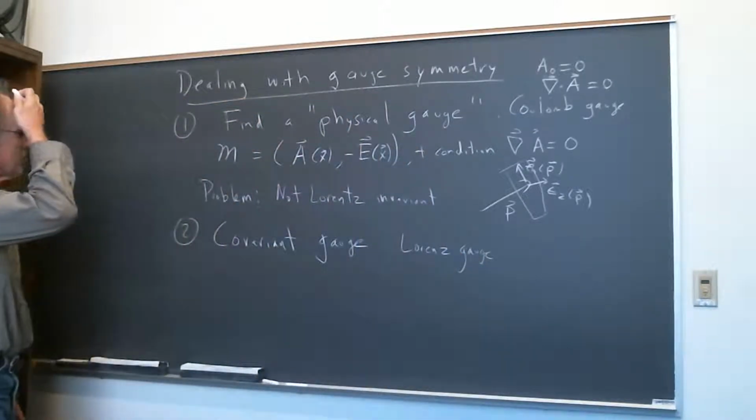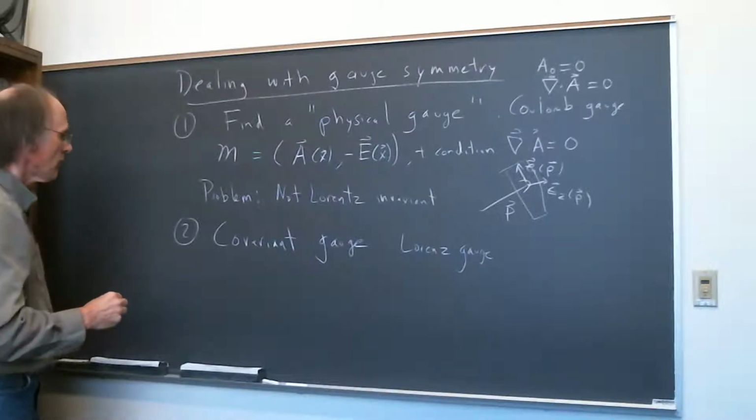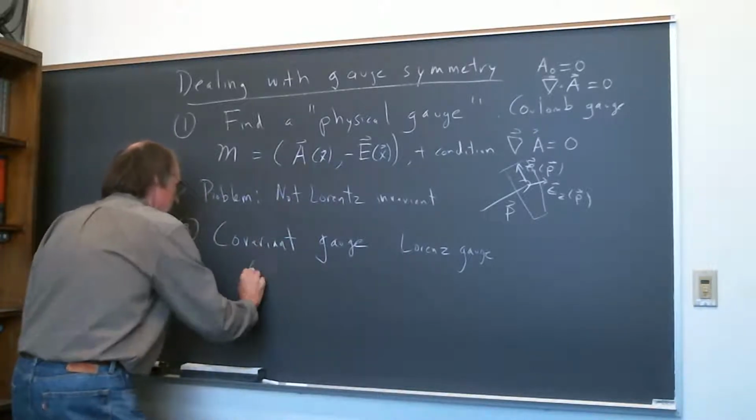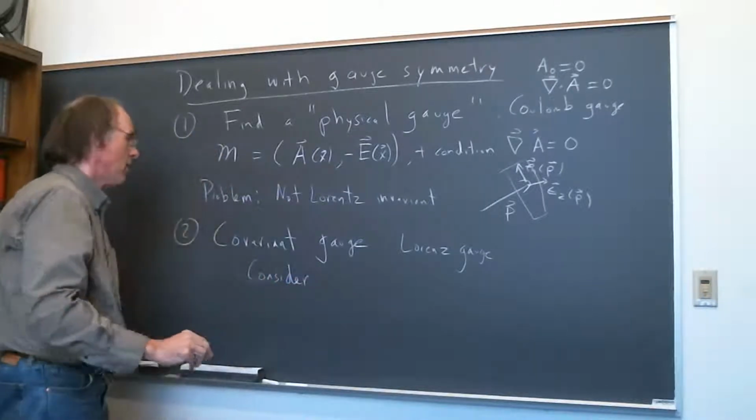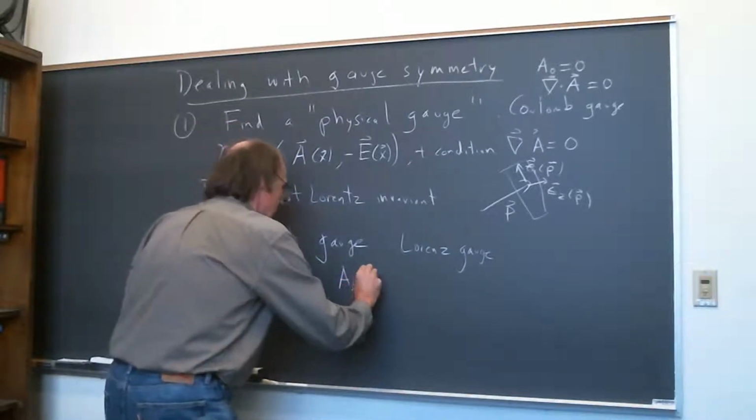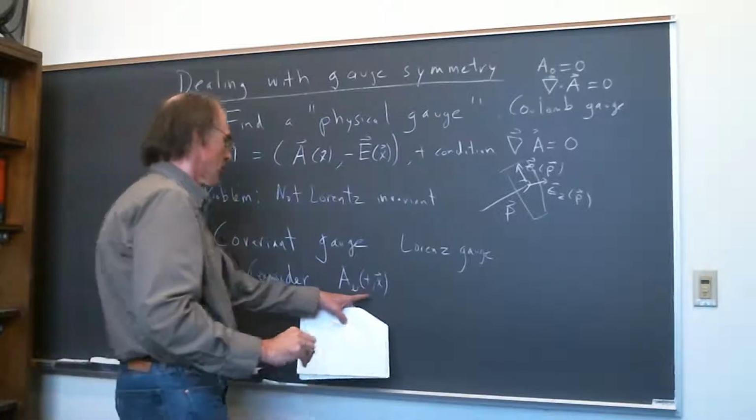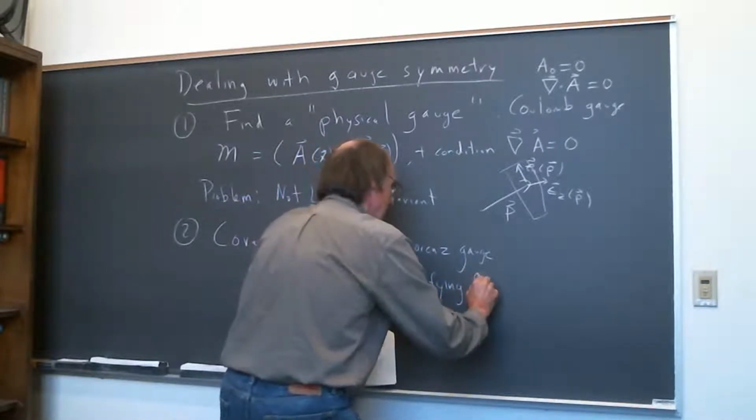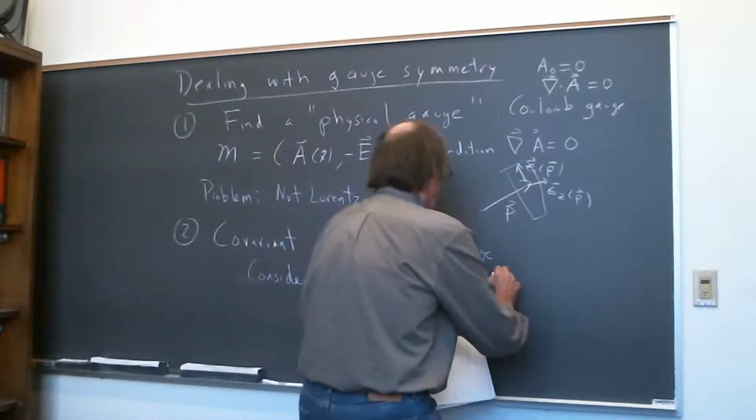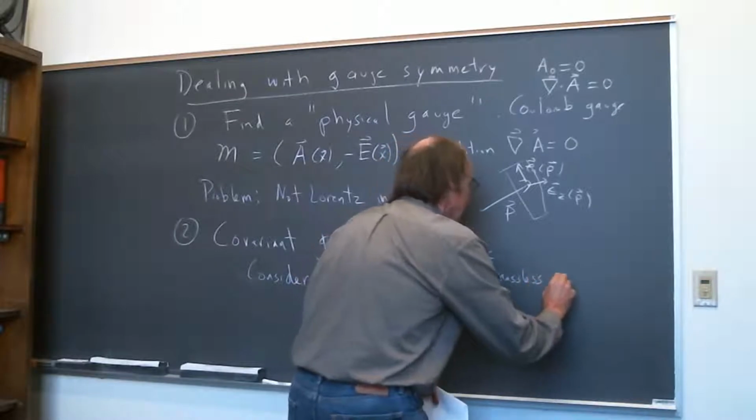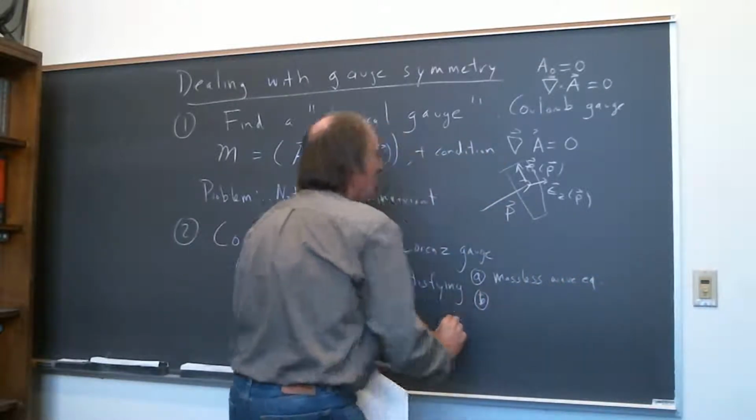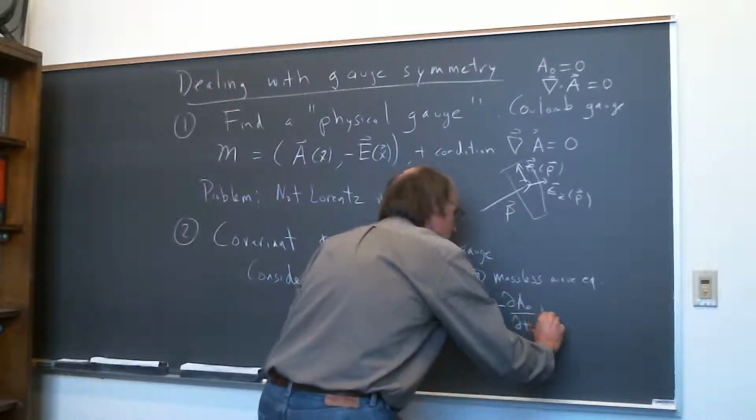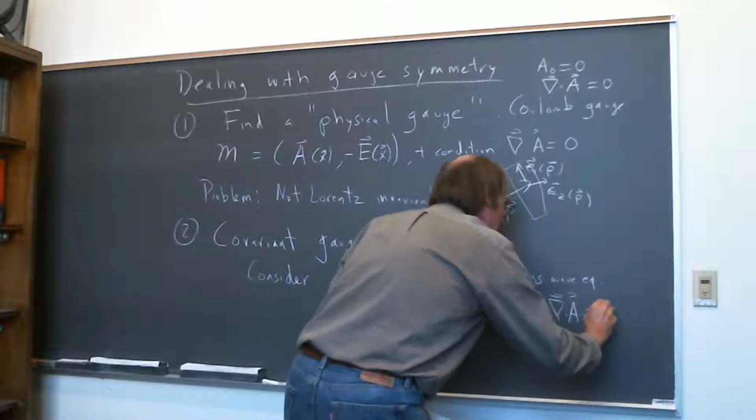Now what you want to do is, the idea is to quantize, well, consider your A^μ(p, x⃗) satisfying (A) the massless wave equation, and (B) the Lorentz gauge condition, which is minus ∂A⁰/∂t plus the divergence of A⃗.